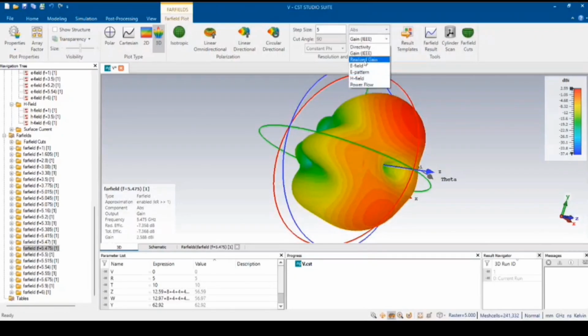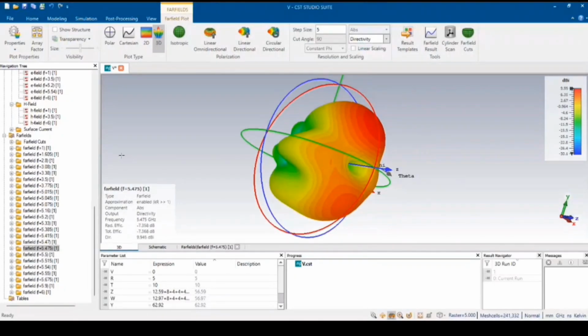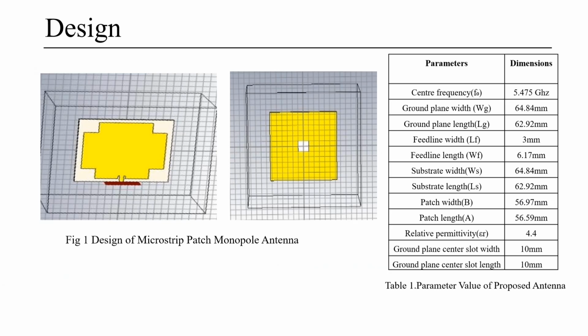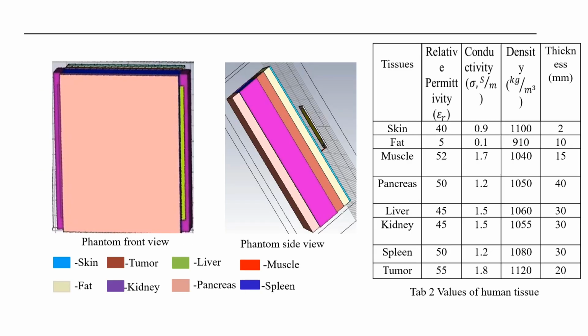And the gain and directivity plot of the far field electromagnetic, electric and magnetic. The values of the parameters involved for the proposed antenna and the dimensions of the parameters have been given in the field of microstrip patch monopole antenna. Now the values of human tissue that is used in the pancreatic phantom designed in CST Studio: the specific shapes and their positions are such that they approximate the anatomy of the abdomen of a human body.